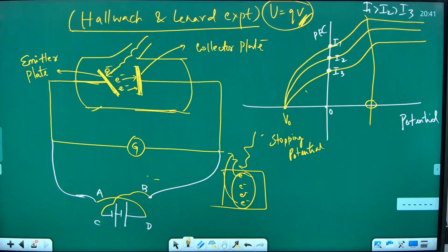Change the paragraph and write, that is the reason the energy needed to stop them is also the same for all the three intensities, making the same value of stopping potential.